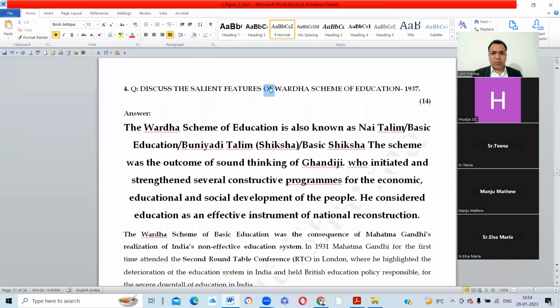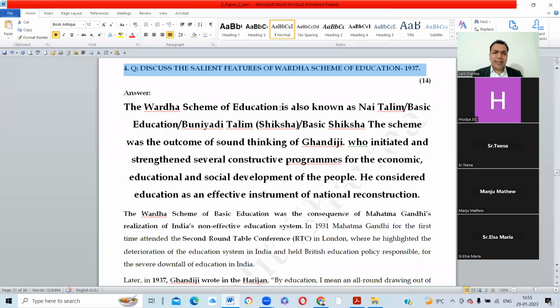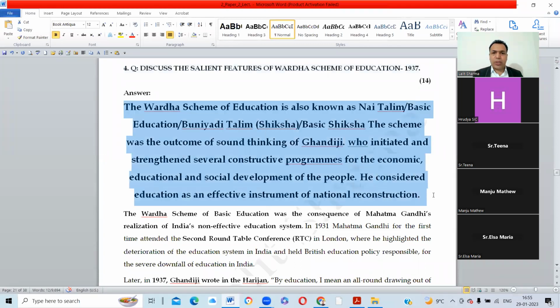Next, the fourth question has come. Discuss the salient features of the Vardha Scheme of Education, 1937. This is also an easy one. The Vardha Scheme of Education is also known as Nai Talim, Basic Education, Buniyadi Talim, Basic Shiksha. The scheme was the outcome of the sound thinking of Mahatma Gandhi ji, who initiated and strengthened several constructive programs for the economic, educational, and social development of the people. He considered education as an effective instrument of national construction.